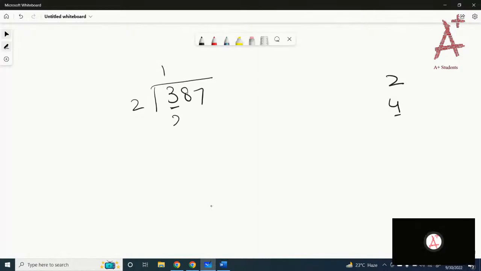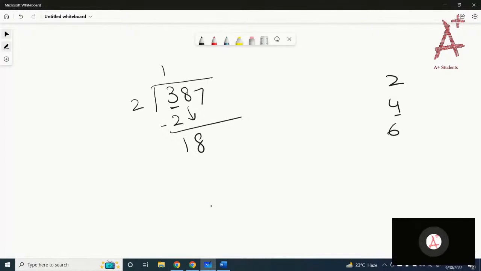So we can go for 2 times 1 is 2. 3 subtract 2 is 1. 1 is smaller than 2. We cannot divide a smaller number by the greater one. Bring the next digit down. You have to count a table of 2 until you get 18. Got it? Or a number that is less than 18.